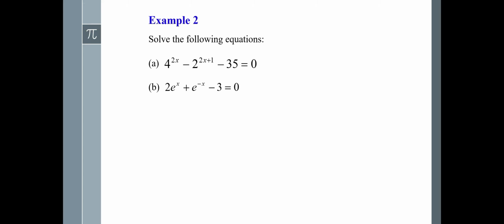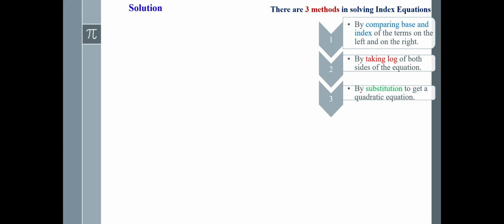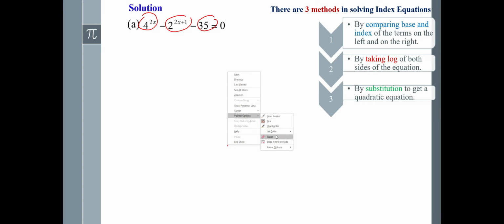Right, example 2. We want to solve these equations. Remember that we have these three methods. So to solve this first equation, are we going to use the first method, second, or third method? Well, like I mentioned just now, the third method will be used only when we have more than one term. Like this. We have one term here, another term here, another term here. So when we have three terms, usually the third method will take place.